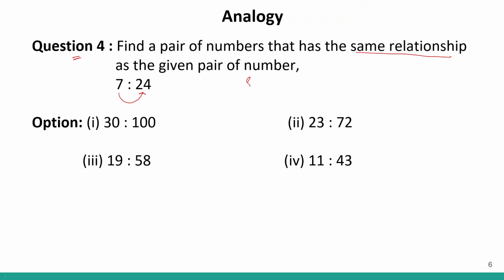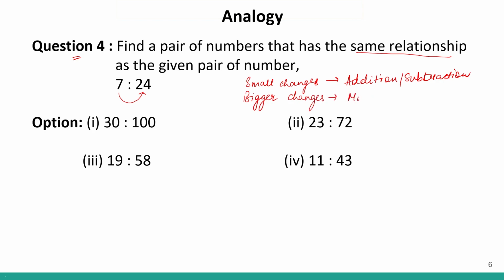So I've told you that whenever you see small jumps between numbers or small changes, if you see numbers in comparison, you see small changes, basically we assume that it is addition or subtraction, correct? If you see bigger jumps, bigger changes between numbers, we assume that it is a multiplication or a division, correct? It could be a combination of multiplication, addition, multiplication, subtraction, but the main operation is multiplication or division.